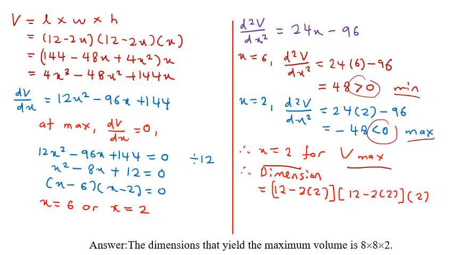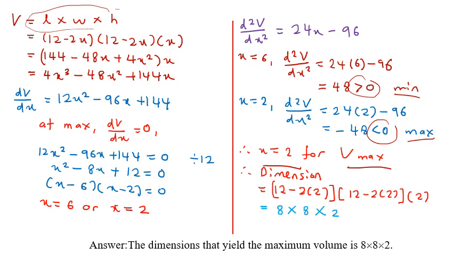Oh, by the way, don't forget the question asks about dimension. So don't forget, rewrite again. So the dimension, length times width times height. Okay, this one the dimension. So we just substitute the value of x, that is 2. So 12 minus 2 times 2, also 12 minus 2 times 2. Then we get the dimension would be 8 times 8 times 2.